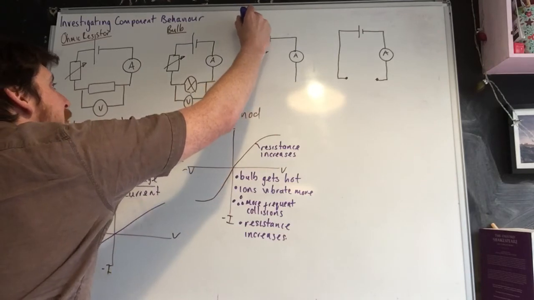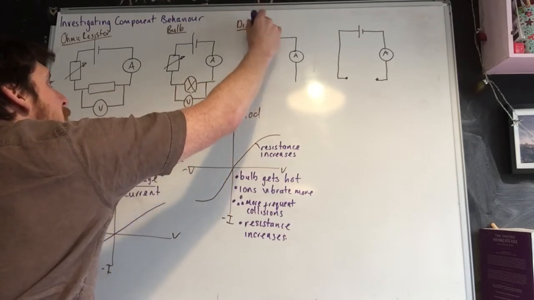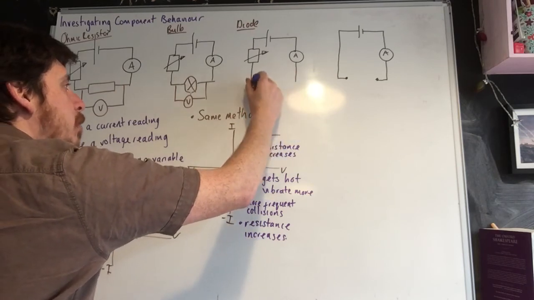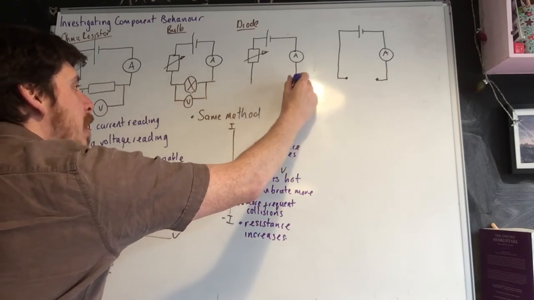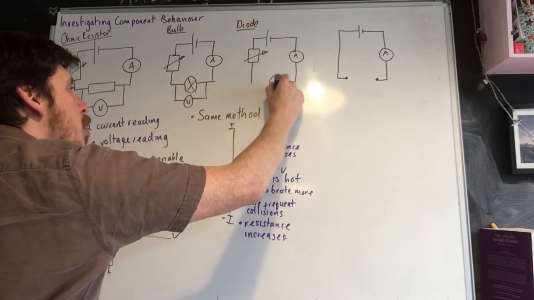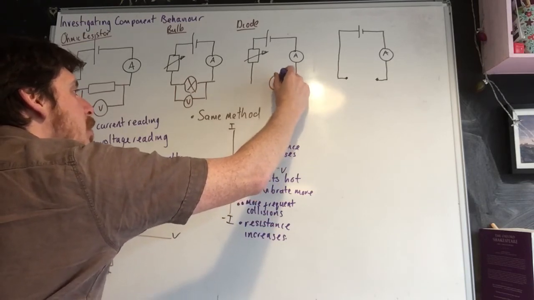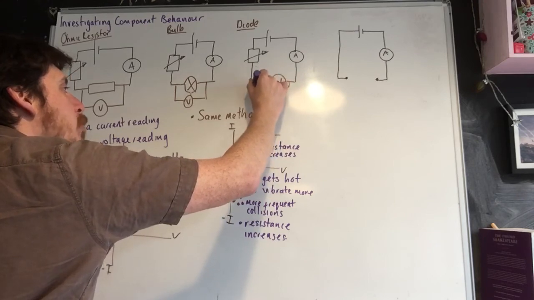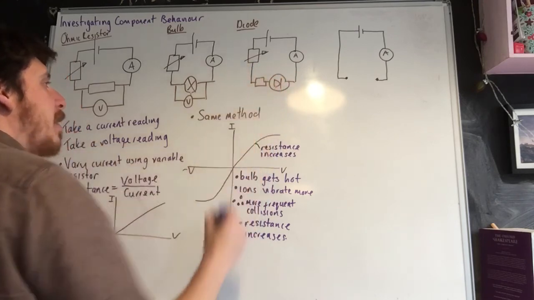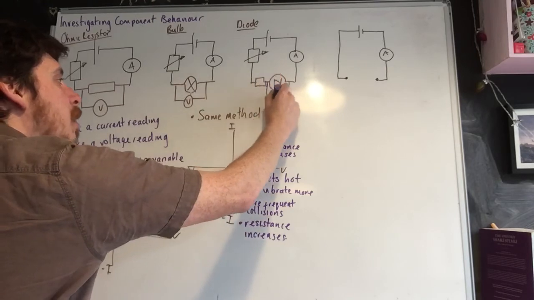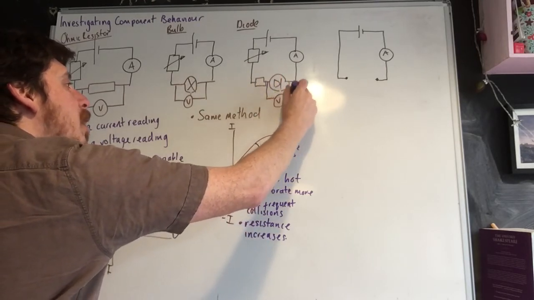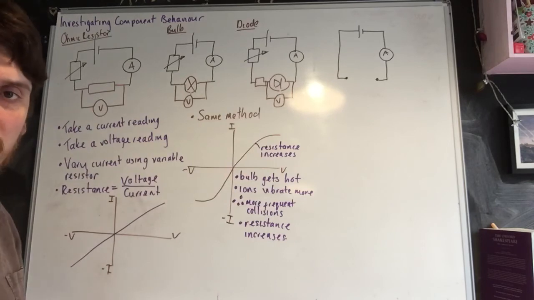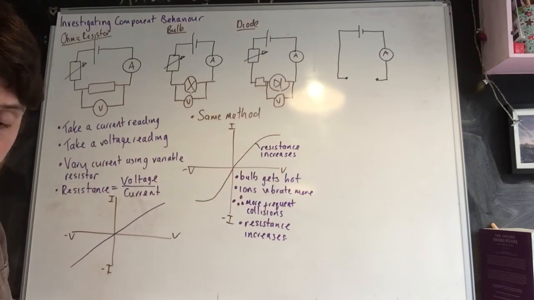If you're then asked to investigate a diode, a little bit of an extra thing for you to do here. So what we would do is we would draw the diode symbol, which is a triangle with a line next to it. You'd have to draw a protective resistor next to that, and that's a rectangle. And there we go. So there's your diode and there's your voltmeter across.